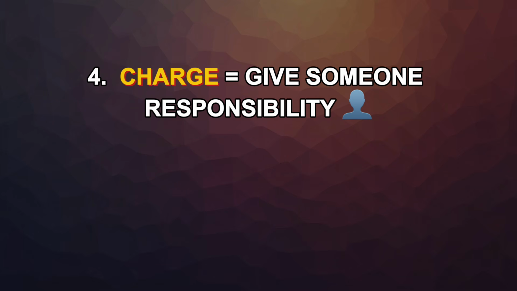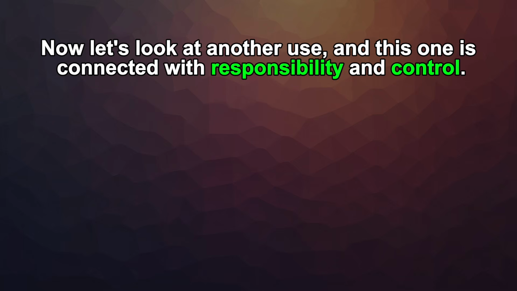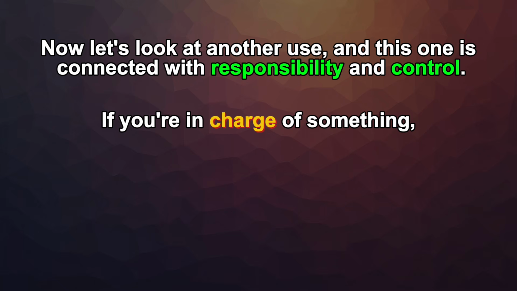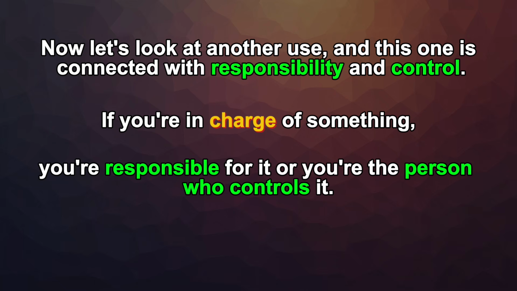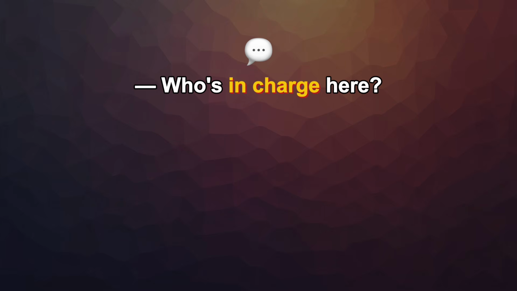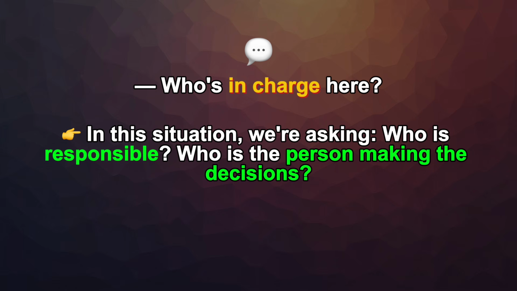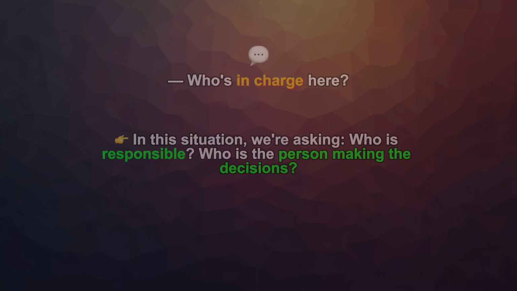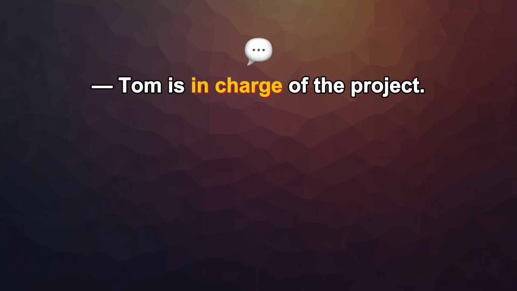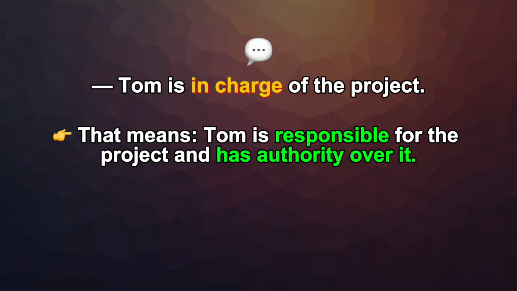Charge equals give someone responsibility. Now let's look at another use, and this one is connected with responsibility and control. If you're in charge of something, you're responsible for it, or you're the person who controls it. Who's in charge here? In this situation, we're asking, who is responsible? Who is the person making the decisions? Tom is in charge of the project. That means Tom is responsible for the project and has authority over it.